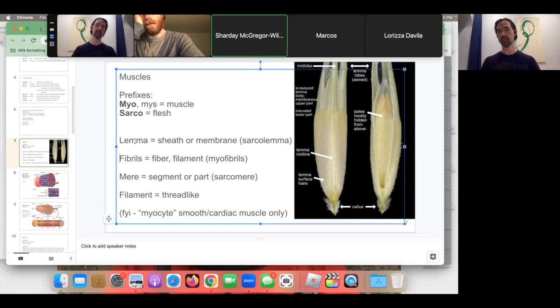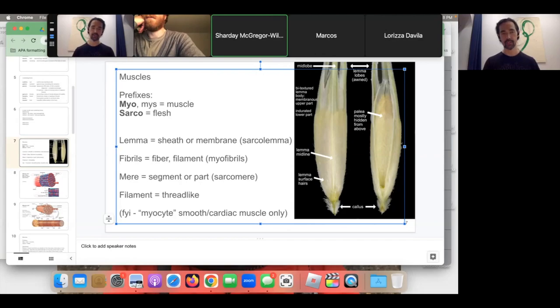So here are some of the words which I experience as confusing. I don't know about you. When combined with myo and sarco, there's lemma, like sarcolemma. Lemma means sheath or membrane around the muscle or around the flesh. Fibrils, like it sounds, thank goodness, refers to a fiber or a filament, like muscle fibers, myofibrils.